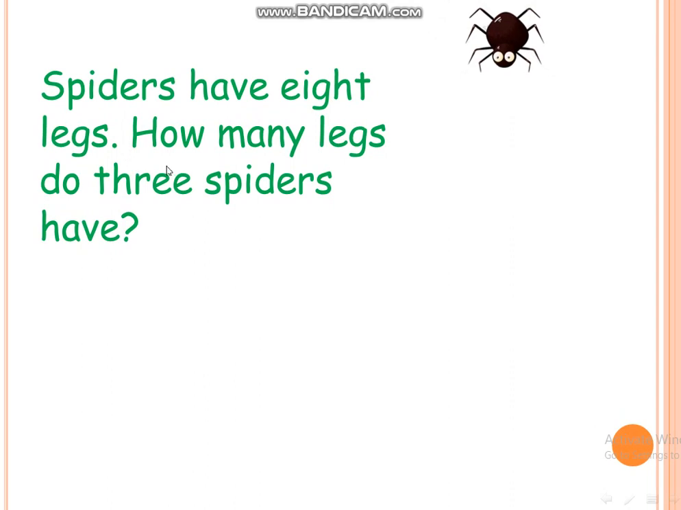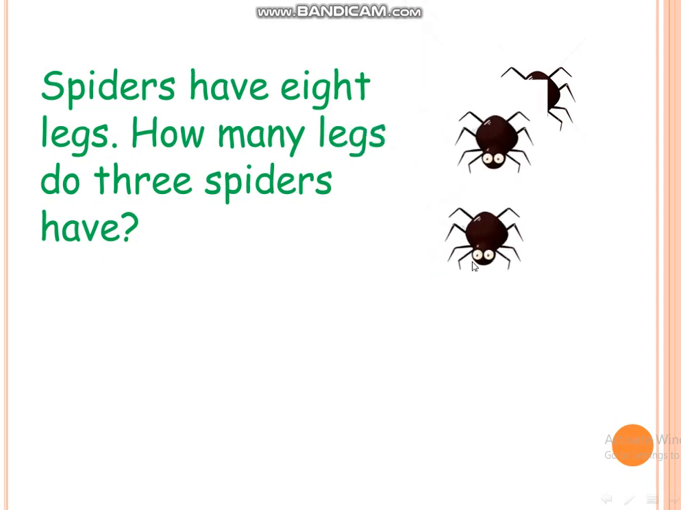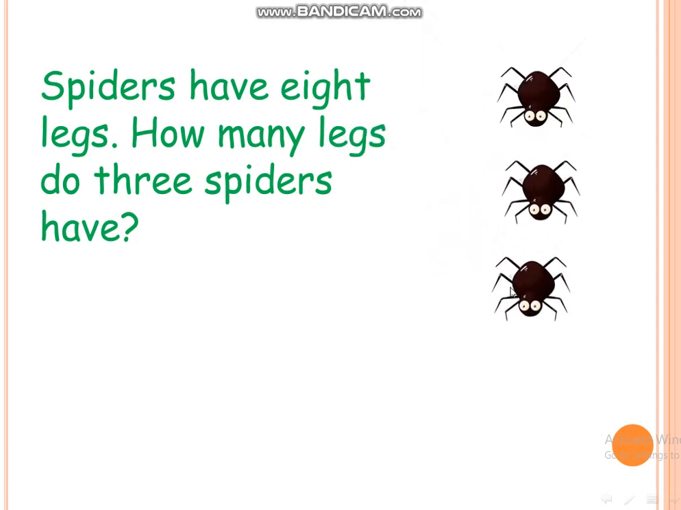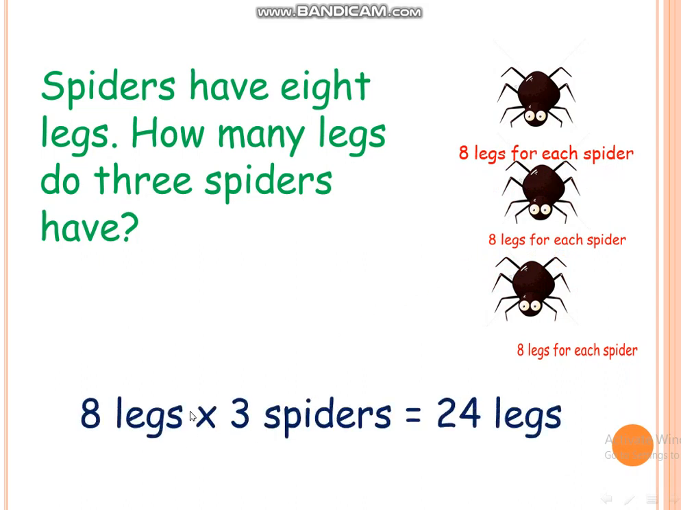Spiders have 8 legs. How many legs do 3 spiders have? For each one, there are 8 legs. What about 3 spiders? How many legs are there? 8 legs for each spider, but I'm not going to add, of course. I will multiply because multiplication is a lot faster and easier.